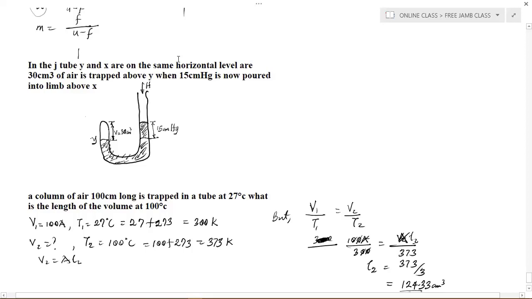Now, Blessing, the question is not clear. Hey sir, they said we should look for the volume for that first one. Volume of what? It said in the J-tube below, Y and X are on the same horizontal level. You said below, that means there's a diagram. Yes, it's a diagram. We can't see the diagram here. That's why I was confused at the time. Is my diagram the same as what they drew?